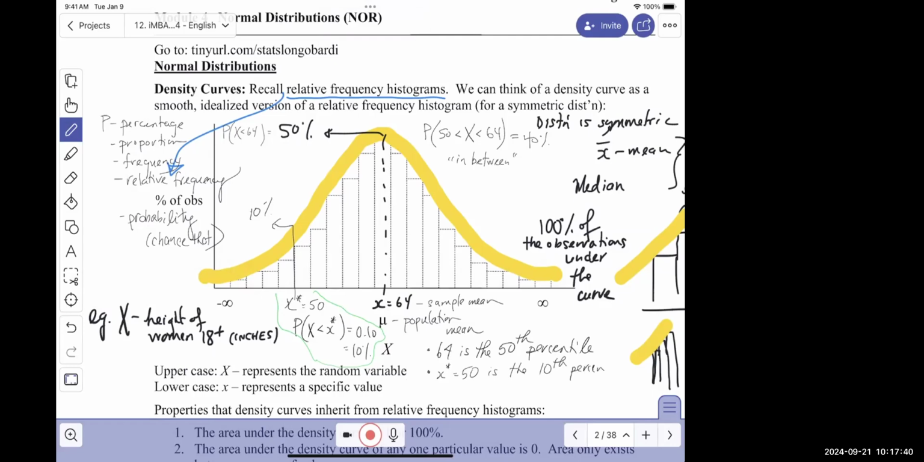So percentile is defined as the observation where P% of the observations are to the left. It's the observation with P% of the observations to the left of it. So 64 is the 50th percentile, 50 is the 10th percentile. Okay, I'm going to give you one more. I'm going to put in a different color because this is getting messy.